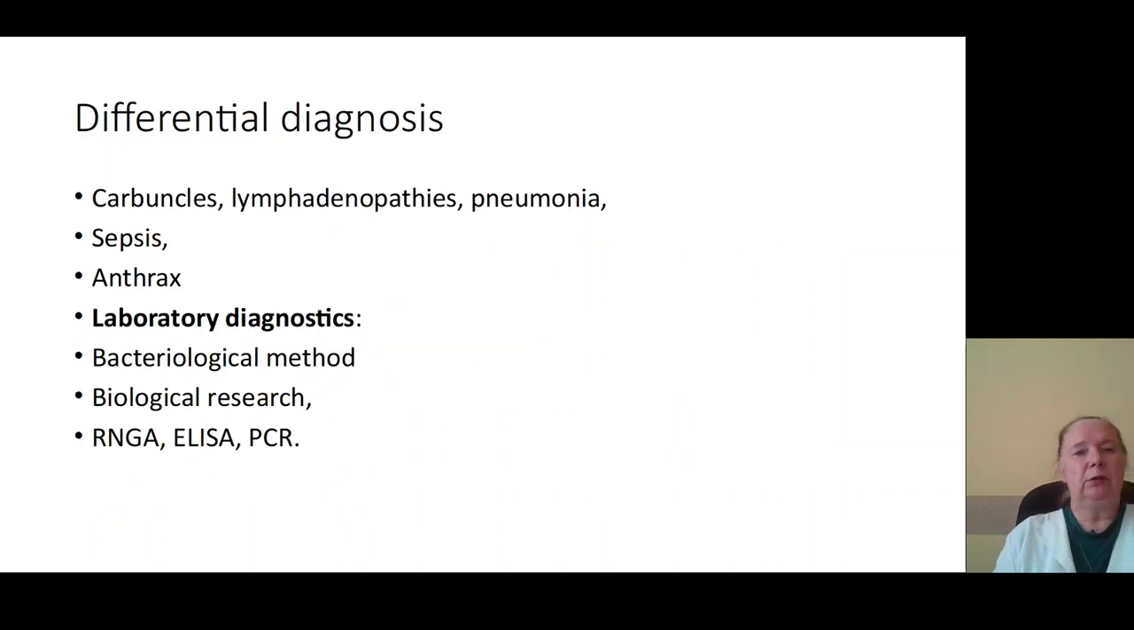And differentiation of plague from other infections. For example, staphylococcal carbuncles, lymphadenopathy, pneumonia, sepsis, anthrax. For example, purulent carbuncles of staphylococcal etiology, with fluctuation and purulent exudation. Lymphadenopathy is characterized by such infections, for example, regional lymphadenopathy, general lymphadenopathy, for example, erysipelas, anthrax, when regional lymphatic nodes increase, angina, diphtheria. Infectious mononucleosis is characterized by hyperplasia of lymphoid tissue.